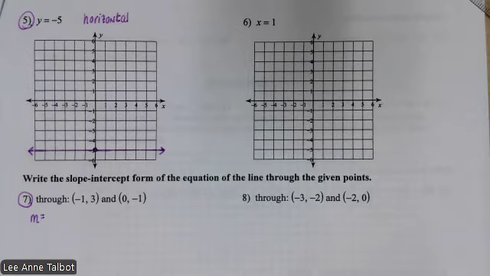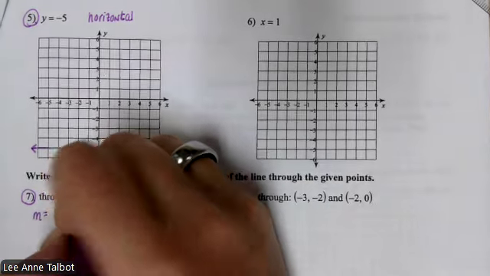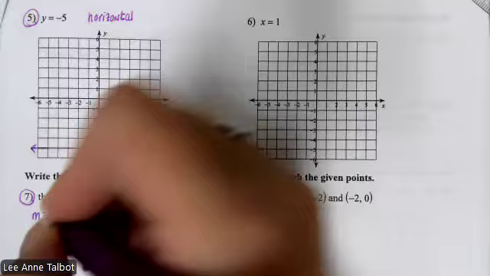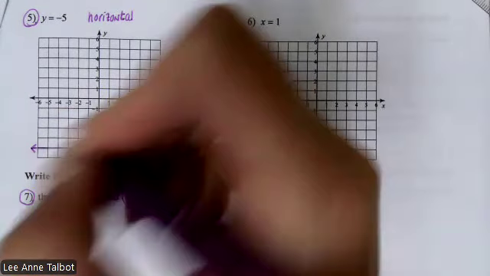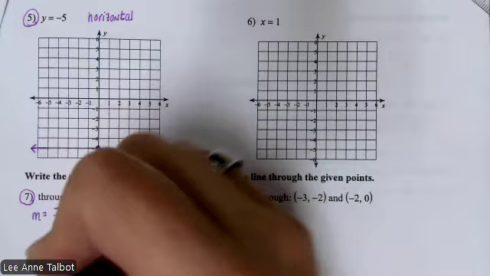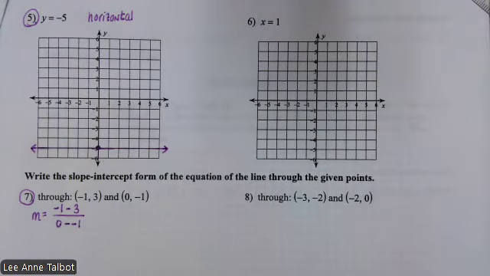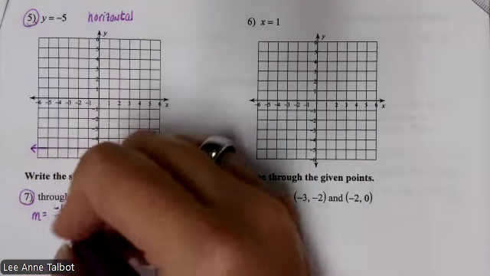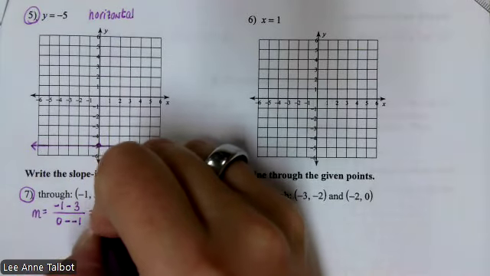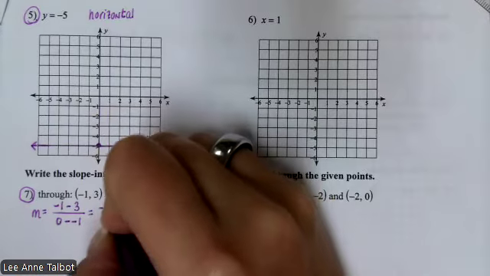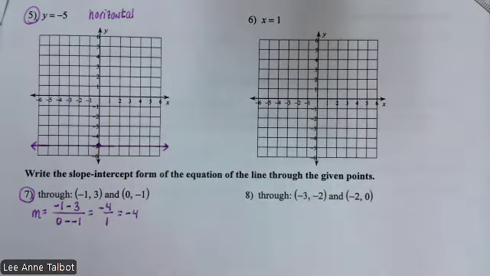Okay, number 7. Write the slope-intercept form of the equation of the line through the given points. First thing we're going to do is find the slope. y2 minus y1 over x2 minus x1. So I have -4 over 1, which is -4.